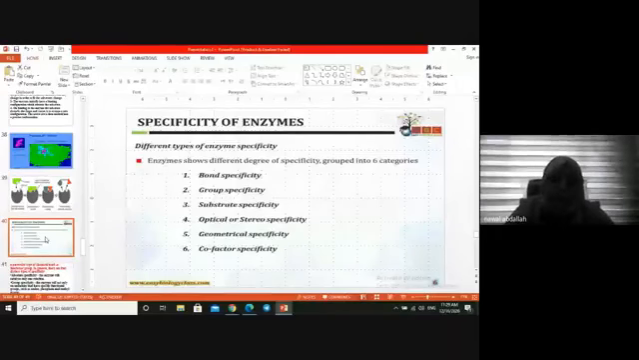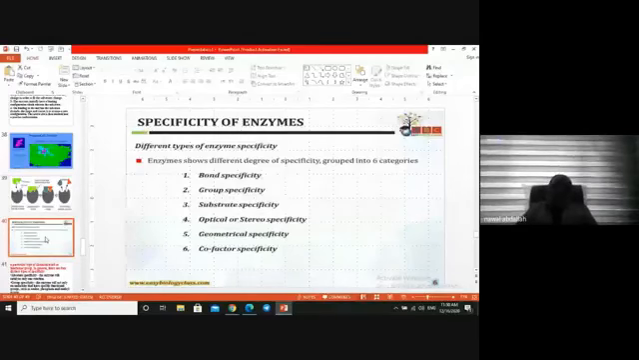Number 2, in the bond specificity also there are many types of bonding. In the peptide bond, we have several types of peptide bond. We will explain it later. Group specificity: each enzyme in this type of specificity can act on a specific group.